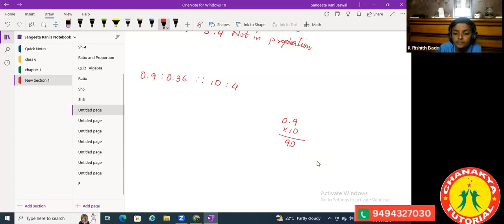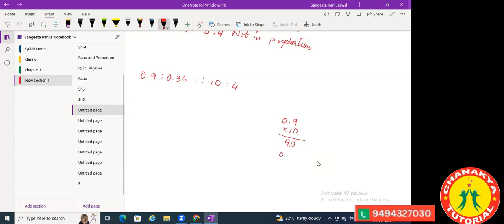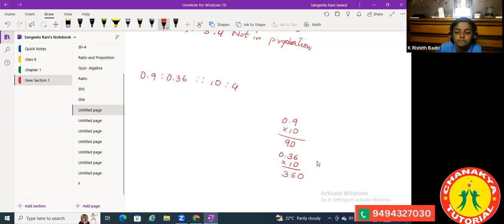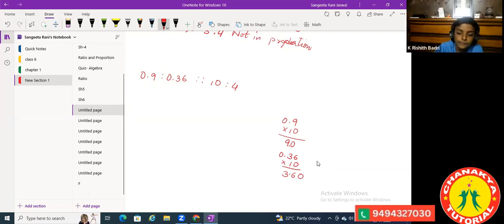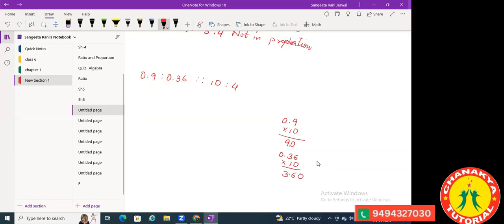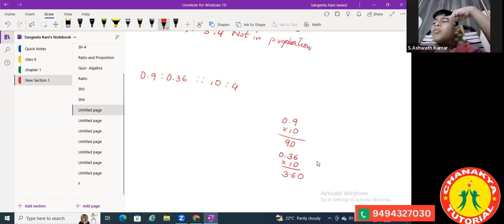Now, if this is 0.36, if I multiply this by 10, 36 into 10 becomes 360. Where is the decimal point? After two places. So I will put the decimal point here after two places. Understood this much? Yes, ma'am. No, I'm not getting the second, 0.36.